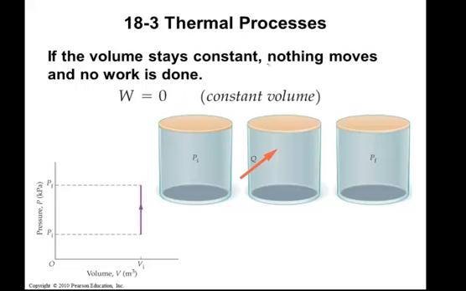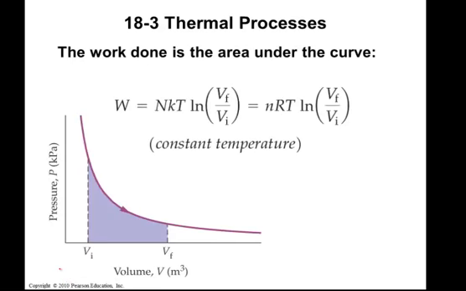Okay, if the volume stays the same, then that means no work is done, because if it's P delta V and delta V is constant, then the work is 0. So if you have constant volume, no work is done. Work is the area underneath the curve, as we've seen before.